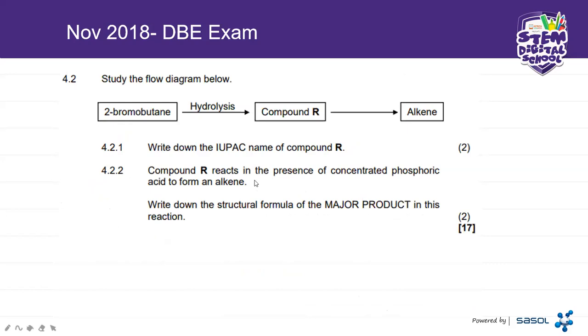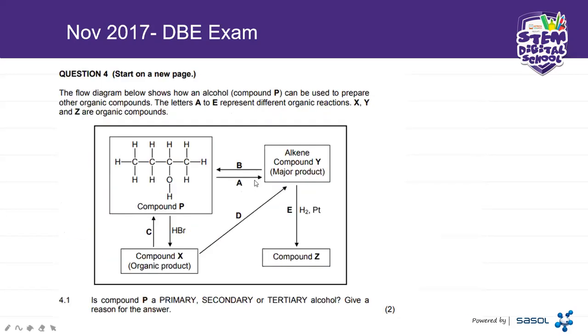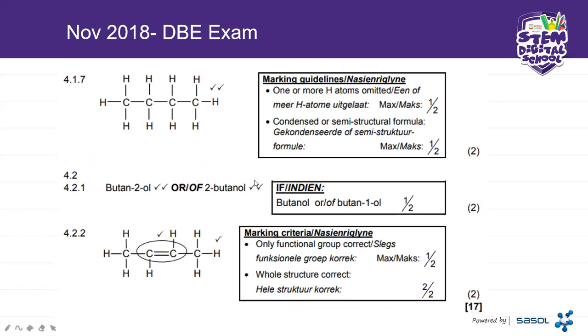And then 4.2.2 says compound R reacts in the presence of concentrated phosphoric acid to form an alkene. Okay. Write down the structural formula of the major product in this reaction. Okay. Now we're moving forward. This is our last problem. Oh, here we go. Oh, guys.